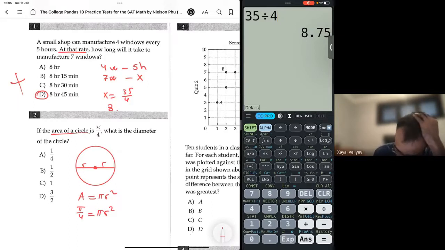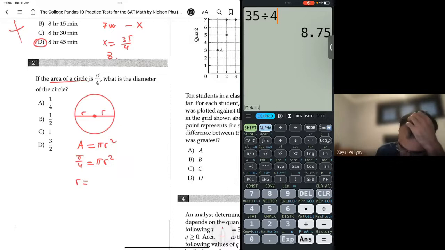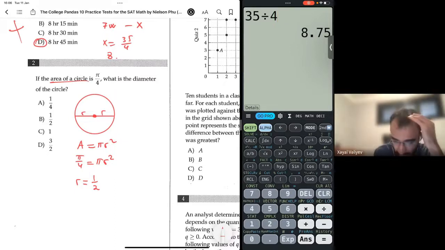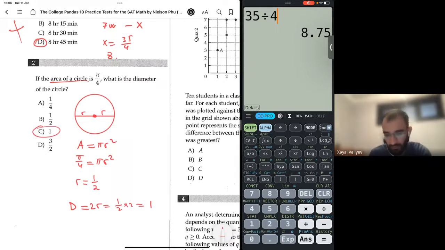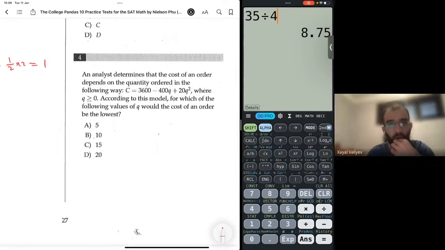So basically, what is r? R is half. We know r. What was the diameter? Do you remember? Diameter was 2r. That means 1 half times 2, which is 1. That means the diameter is 1. Answer is C. Okay, the statistics question, we're going to skip this question. We are going to go with question 4.